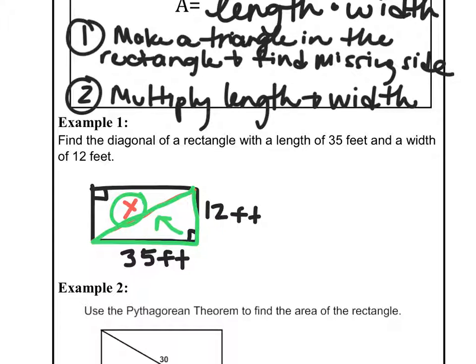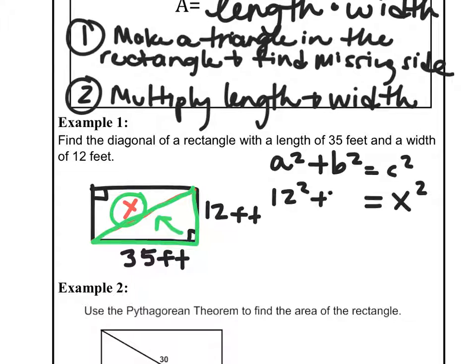Okay, so let's write Pythagorean theorem and go ahead and solve. A squared plus B squared equals C squared. If we're solving for a diagonal, then we're solving for the hypotenuse because it's that side across from the right angle. We just said that X has to be C because it's across from the right angle. And the other two sides then have to be A and B. Please try that one on your own.